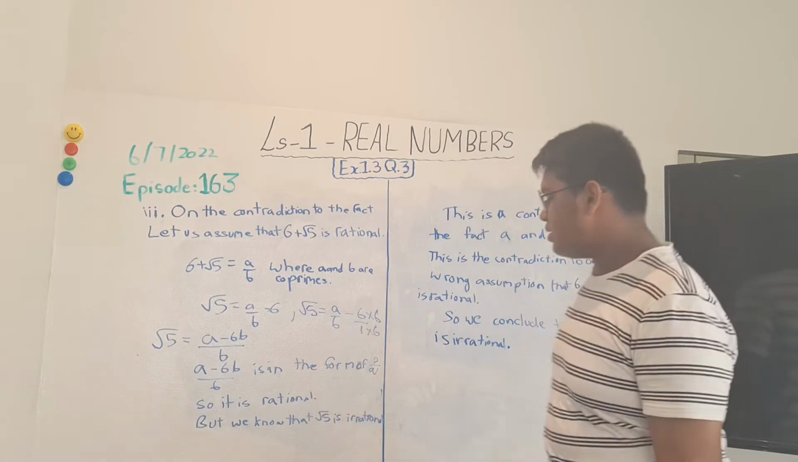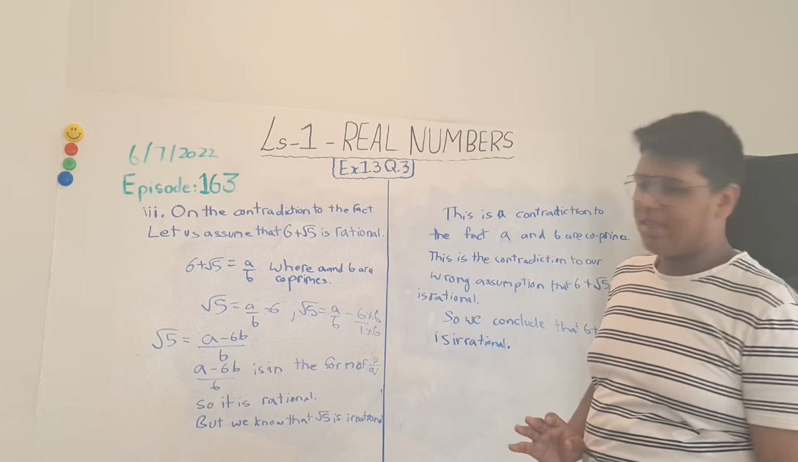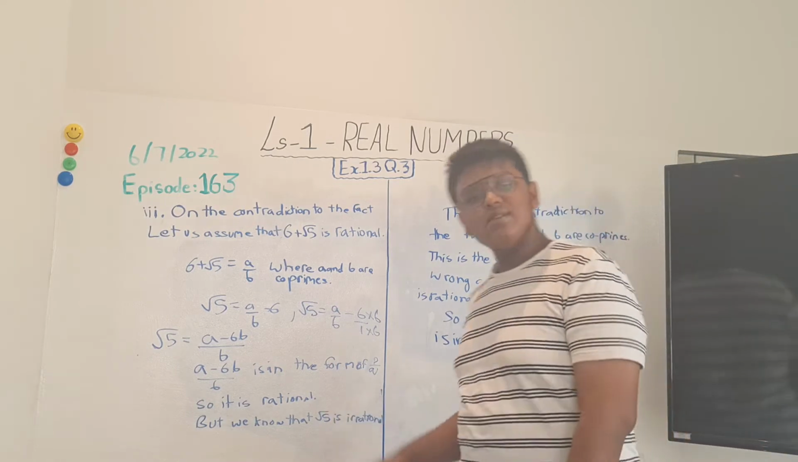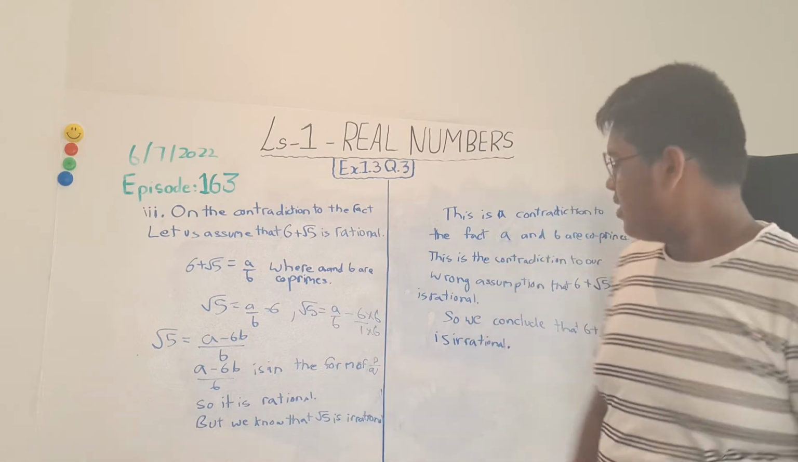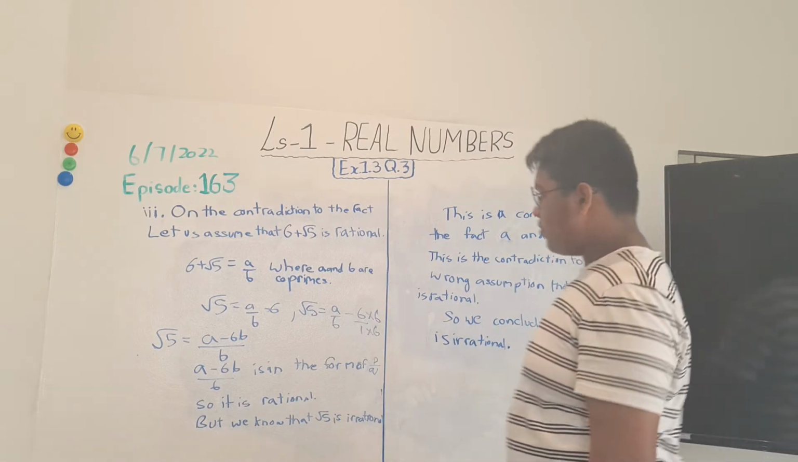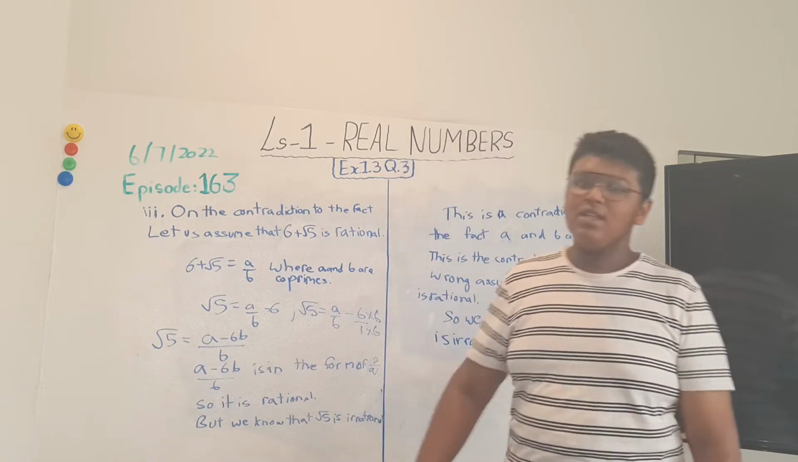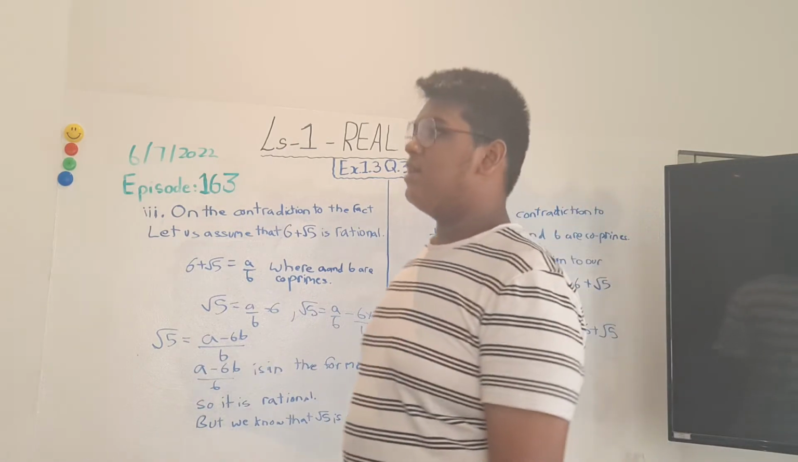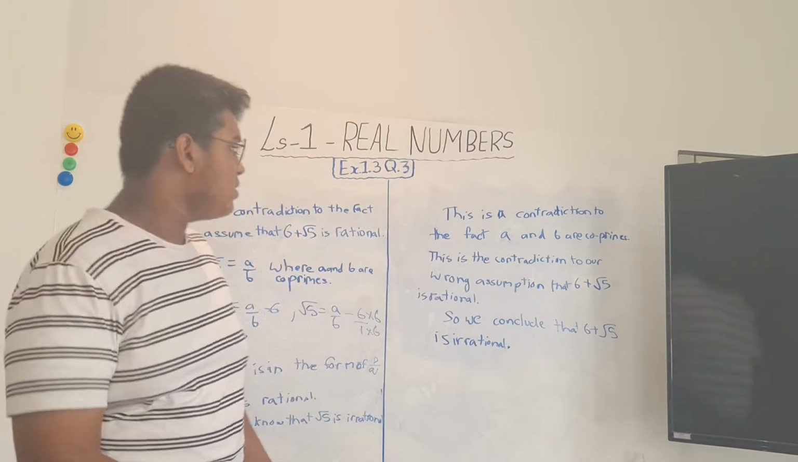Now this is in the form of p by q, so it is rational, because p by q form is rationality. But we know that root 5 is irrational. So this is a contradiction to the fact that root 5 is irrational.